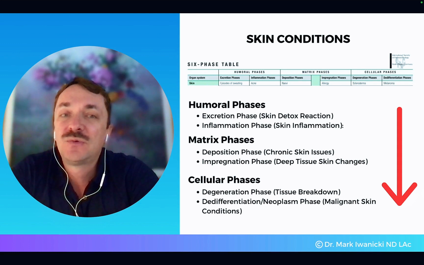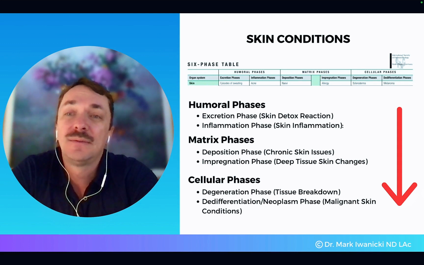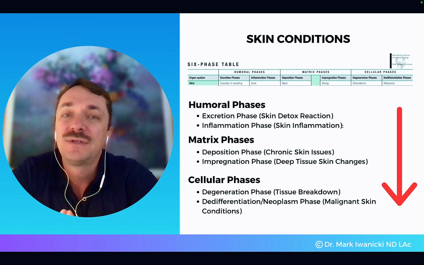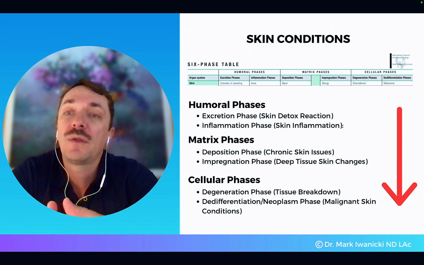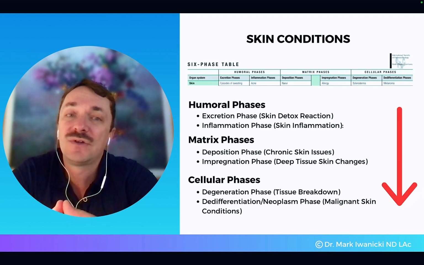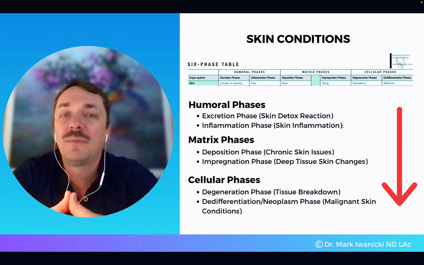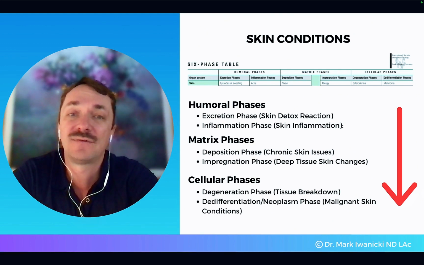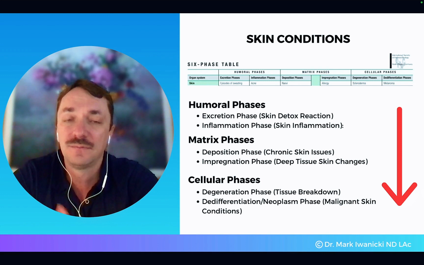In the second phase, we get skin inflammation. Toxins are beginning to build, and the immune system, being in contact with those toxins, begins to produce pro-inflammatory cytokines and create an inflammatory reaction. This is across the board when the body is experiencing increasing levels of toxicity. Inflammation is one of the key signs of toxicity in this phase. So we have skin inflammatory reactions.